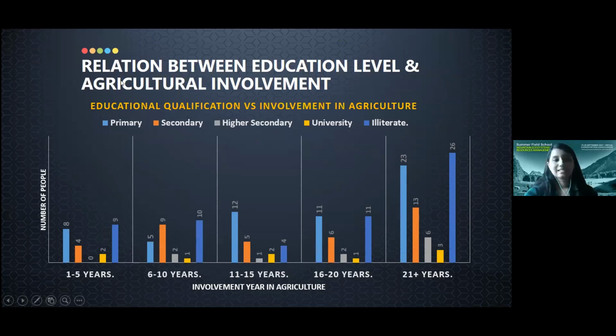Here we can see the relation between the education level and the agricultural involvement of the farmers in Bandarban district. Here you can see that the people are mostly illiterate and they got primary education, and the people who are illiterate are mostly involved with agriculture for more than 60 to 20 years.